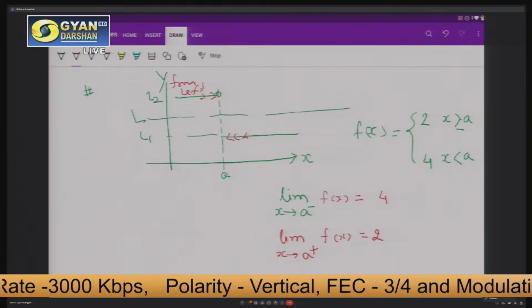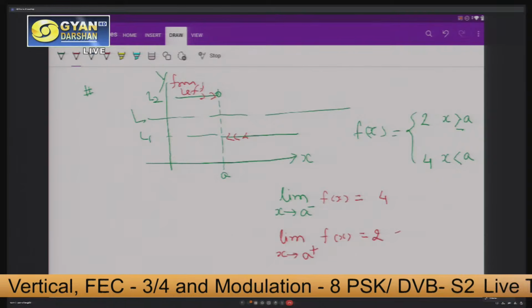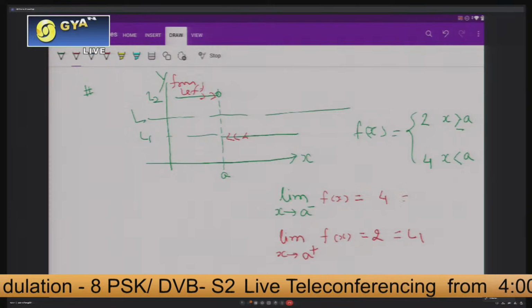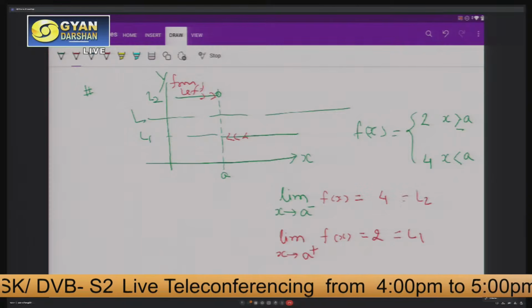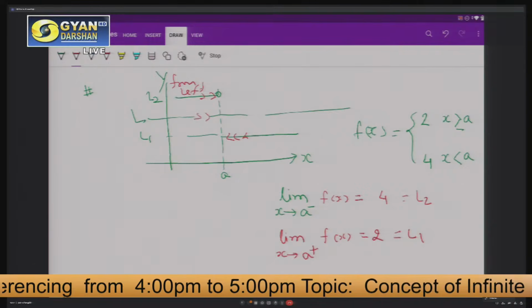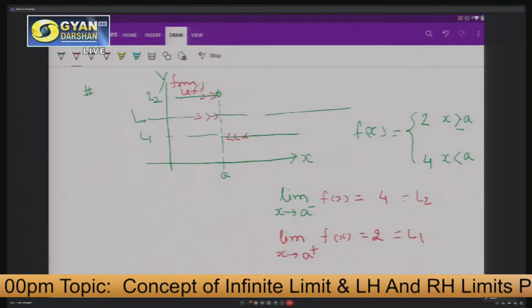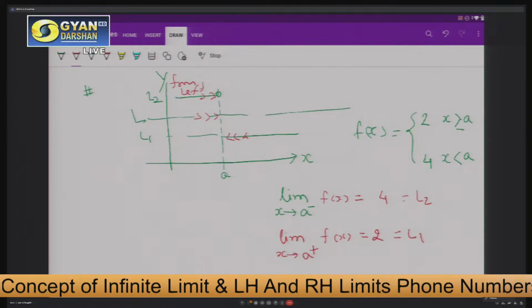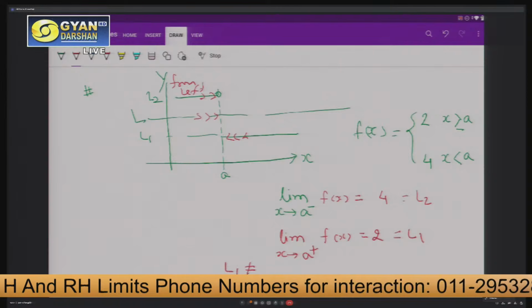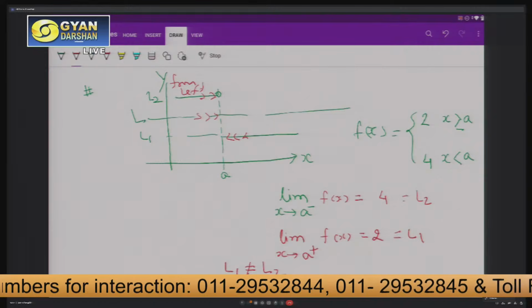So this is equal to L1. Let us say this equals to L2. So you can see that L1 is not equal to L2. So the limit does not exist in this case.